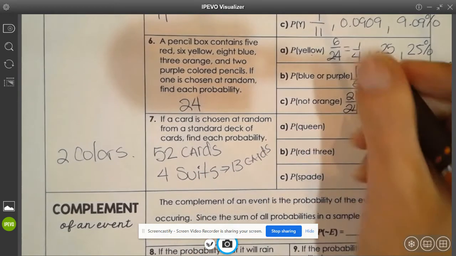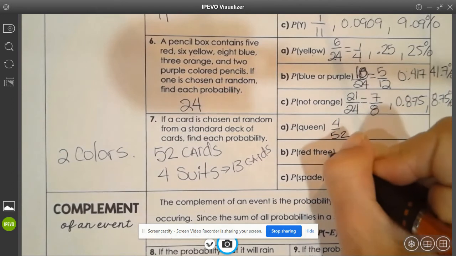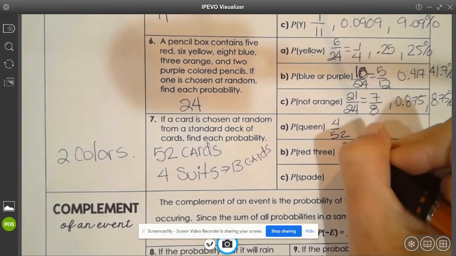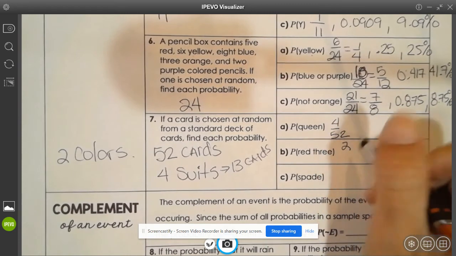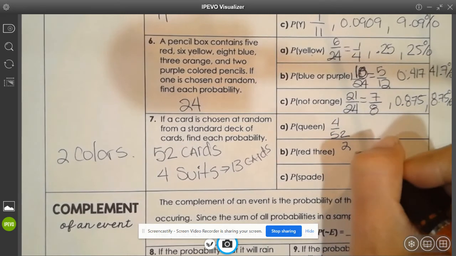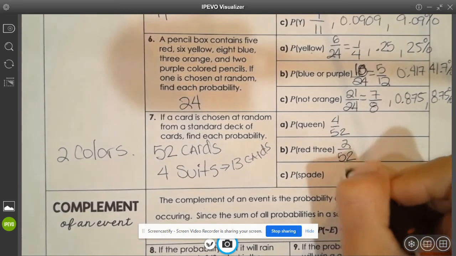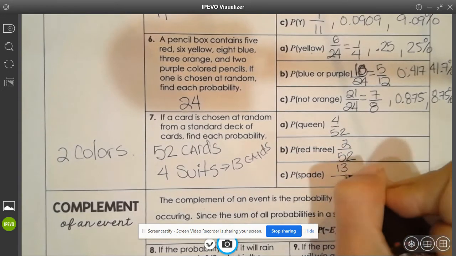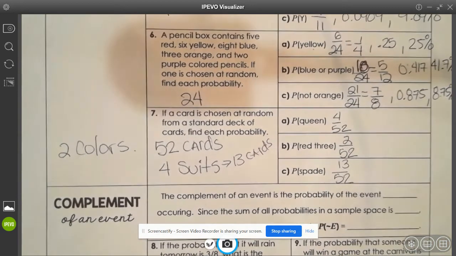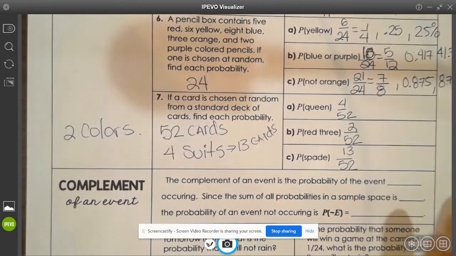So a queen, there are 4 over 52. A red 3, there are 2 because there are 2 suits that are red and 2 suits that are black. So 2 out of 52. And then a spade, there are 13 spades, right? So all the cards in one of the suits. Okay. You will need this for later, but just know the basics here.